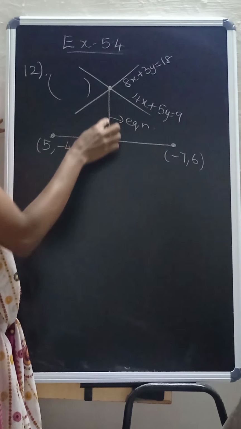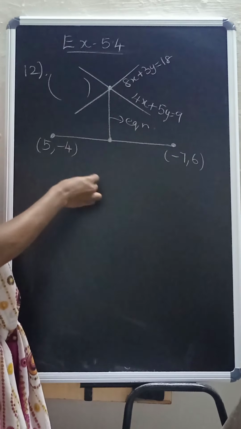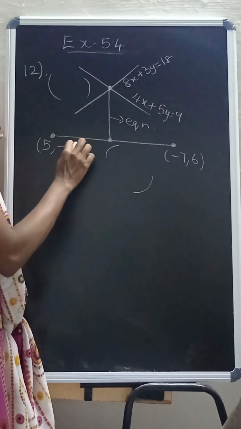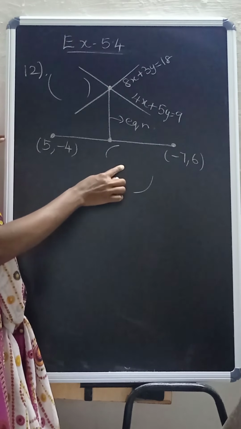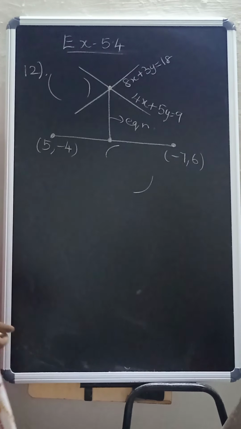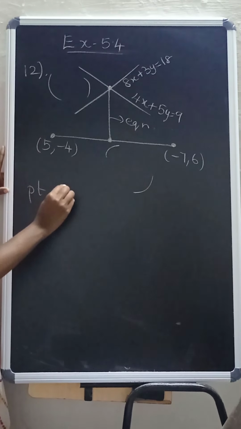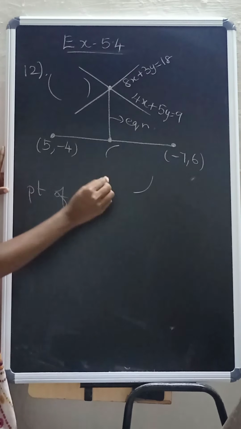Then this line is bisecting this line segment. Bisecting means splitting into 2 equal halves. So you will find the midpoint of this segment. You will get 1 point. Using the 2-point form, you can find the equation of this line. Now let us proceed. First, find the point of intersection.